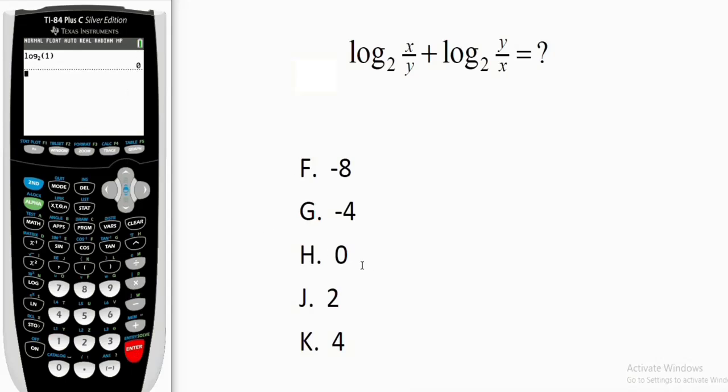The output is 0. So the correct option here is option H, which is 0. This is basically how you can simplify this, guys. It's as simple as this. There's no rocket science to this. This is very simple. Hope you learned something interesting from this video.